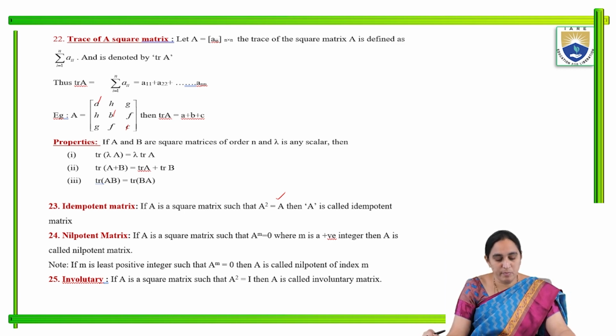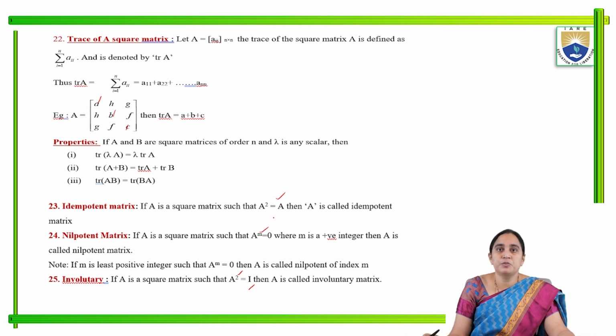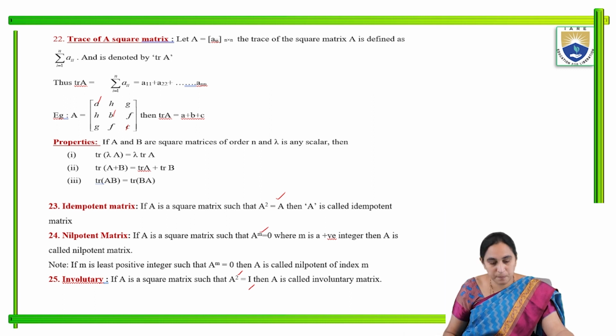And involutory matrix. If A is a square matrix such that A square is equal to I, then A is called an involutory matrix. If A square is equal to the identity matrix, it is called an involutory matrix. Nilpotent means A power m is 0, for some positive integer m. A square is equal to A means that is an idempotent matrix.